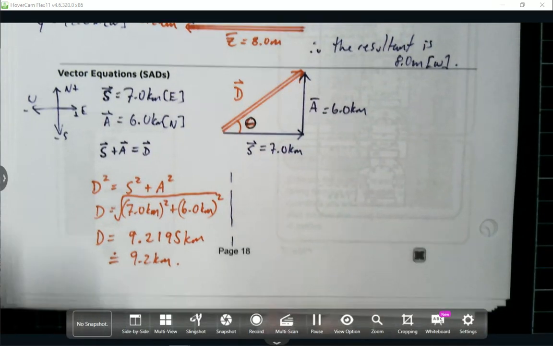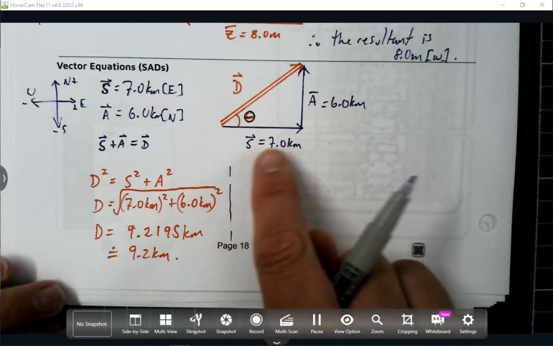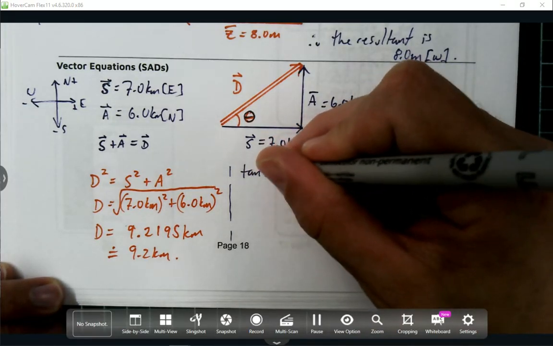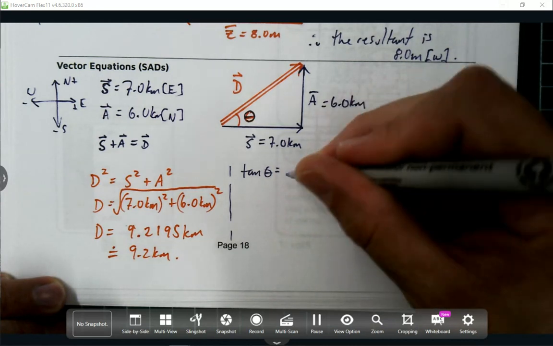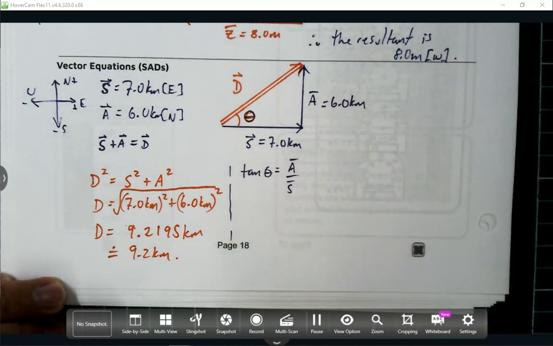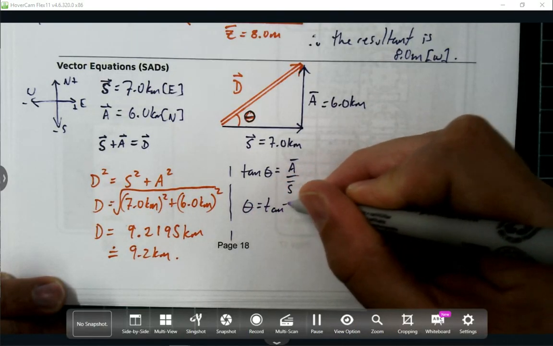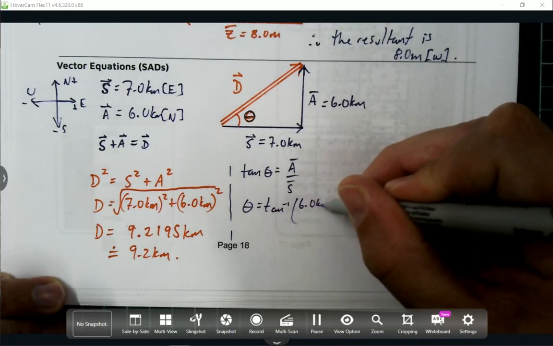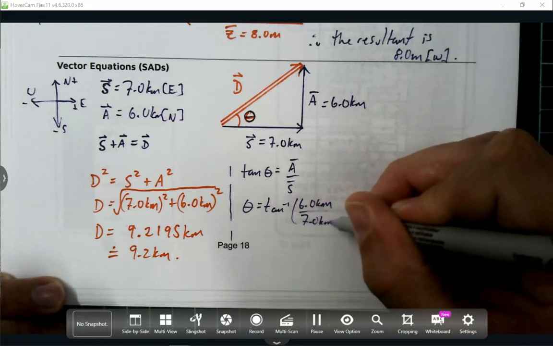What do you like, sine, cos, or tan ratio? What's going to be the most reliable here? Tan, because we didn't round those guys yet, right? So tan's going to be our best friend. So tan theta, and I'm not going to use op and adj. I'm going to use A and S, because that's the vectors that I've named here. Theta is tan inverse of A over S, 6.0 kilometers over 7.0 kilometers.